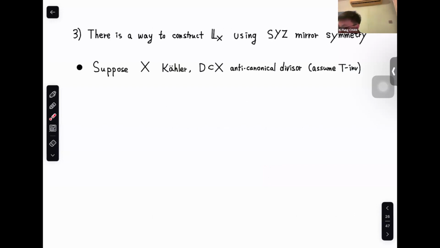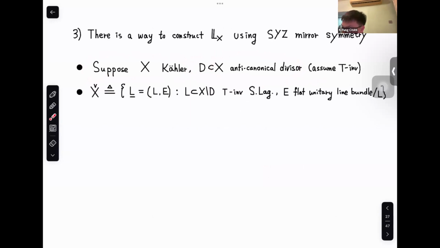So let me assume we are in a very good situation. Suppose X is a scalar, and let's also suppose we have an anti-canonical divisor D of X, and everything is T invariant. So we can define X check, which is the set of Lagrangian branes (L, E), such that L is a T invariant special Lagrangian in the complement of D, and E is a flat unitary line bundle over L.